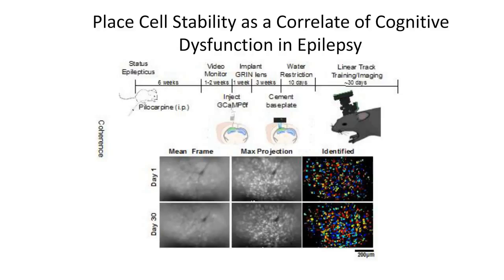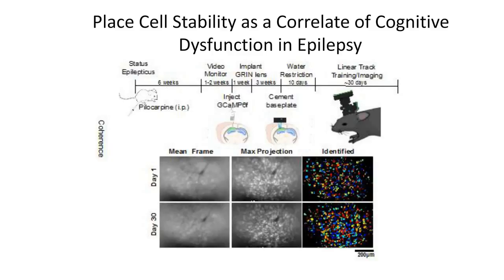So just like the humans who have spontaneous recurrent seizures, these mice will have spontaneous recurrent seizures, which will get worse and worse as they grow older. And they also have a great deal of memory difficulties on a lot of cognitive hippocampal-dependent tasks.